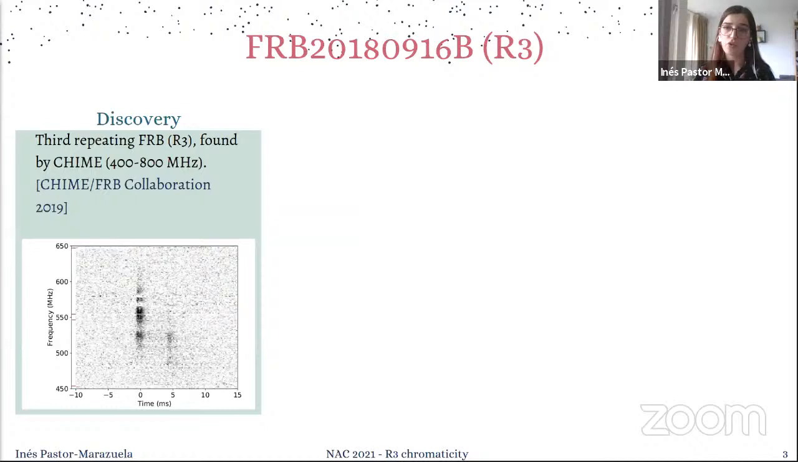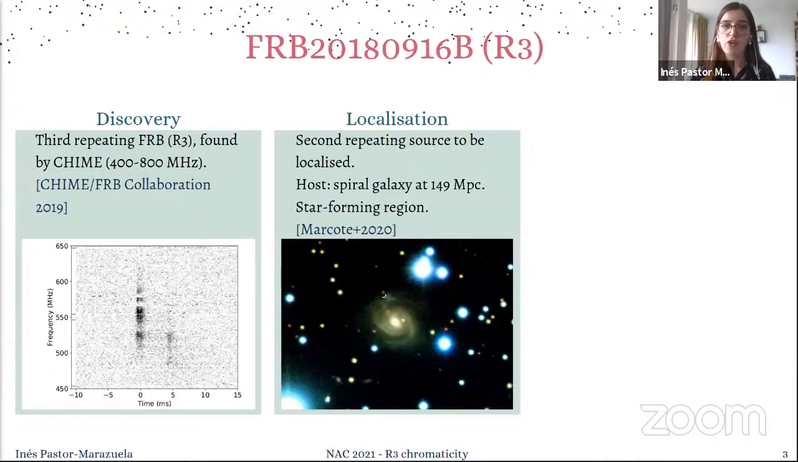But today I'm going to focus on one specific source, FRB 2018-0916b. It is the third known repeating fast radio burst. That's why we know it as R3. And it was found by CHIME, a Canadian radio telescope that observes between 400 and 800 megahertz. The source was later localized to a spiral galaxy located at 149 megaparsecs. It is the second repeating source to be localized, and this was actually a result from some of our Network 3 colleagues.